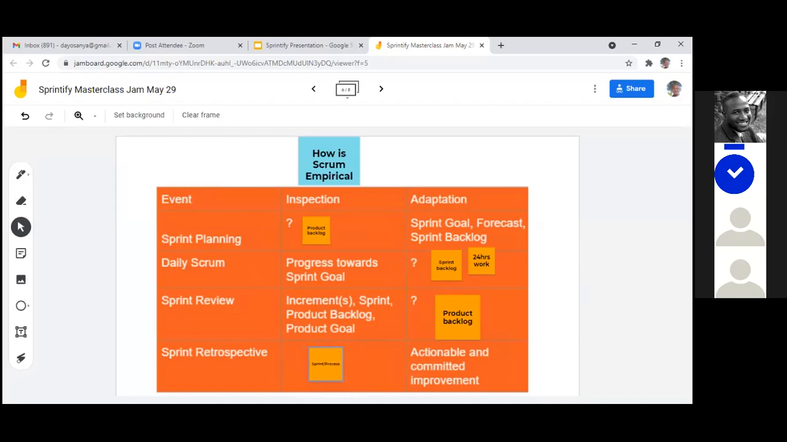Okay, so what do you guys feel? I'm trying to show how Scrum is empirical. If you read the Scrum guide, it gives you more idea about this. Any question or any observation? Hello? Can I move on?